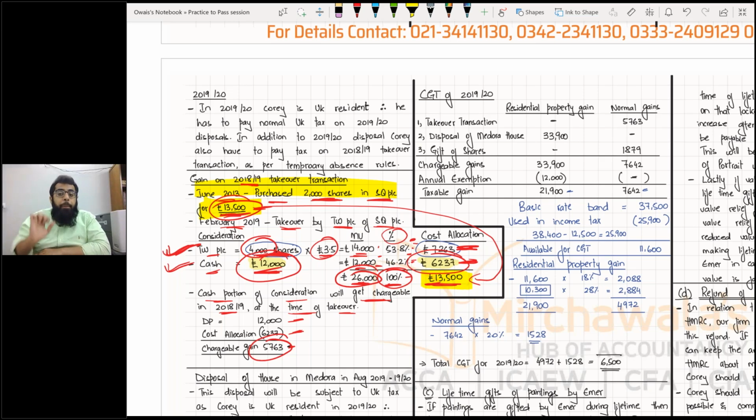Now, whenever there is a takeover, the cash portion gain gets chargeable. But obviously, at the time it is getting chargeable, we were not UK resident. We were under temporary absence rules. So we will pay tax whenever we gain our UK residency back. As we will gain our UK residency back in 1920, we will pay tax at that time. Any question?